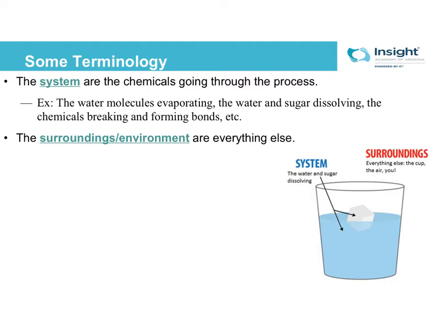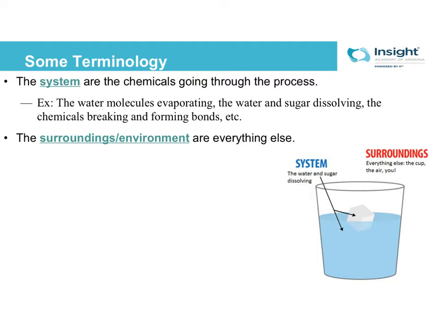All right, so when we're talking about these thermodynamic, heat processes, there's your system, which is the actual chemicals going through the process. That might be the actual water molecules that are boiling, or the water and sugar dissolving, or the chemicals that have bonds breaking and forming. If they go through a reaction, there's going to be some bonds that break and then some bonds that form, and then the overall process is either going to lose heat or gain heat.